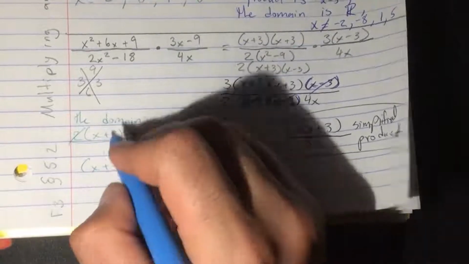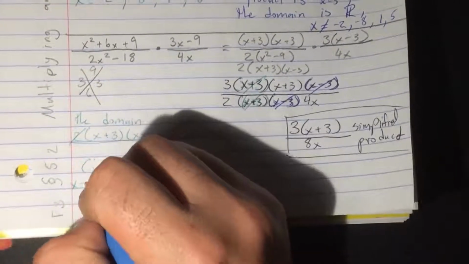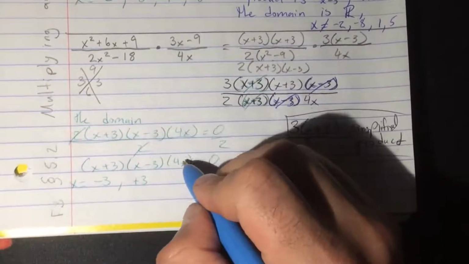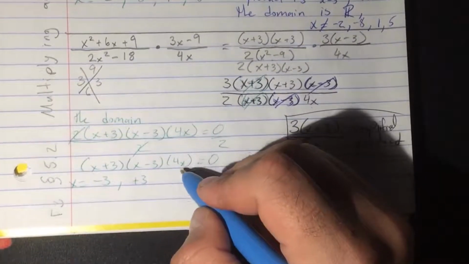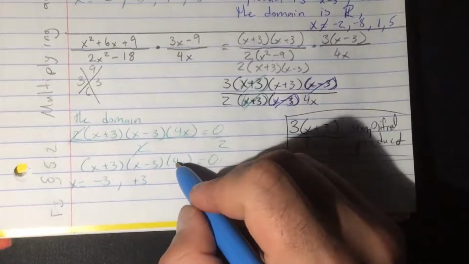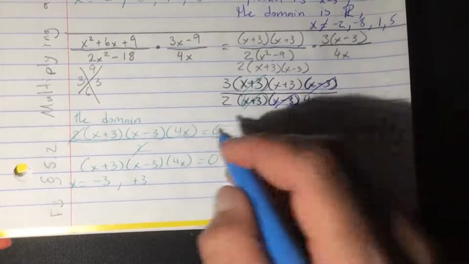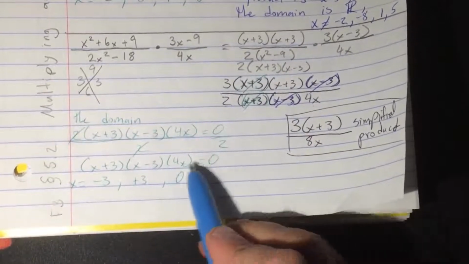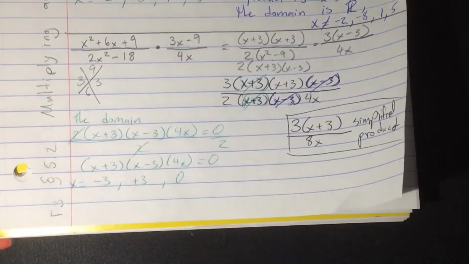So now we're going to do opposites. This is going to be negative 3, and this is going to be positive 3. But for this, there's no opposite, because this is just 4x. Whenever you have a variable equal to 0, regardless of whether there's a number in front, it's just going to be 0, because 4x equals 0, divided by 4, x is 0. So we don't have to worry about that.